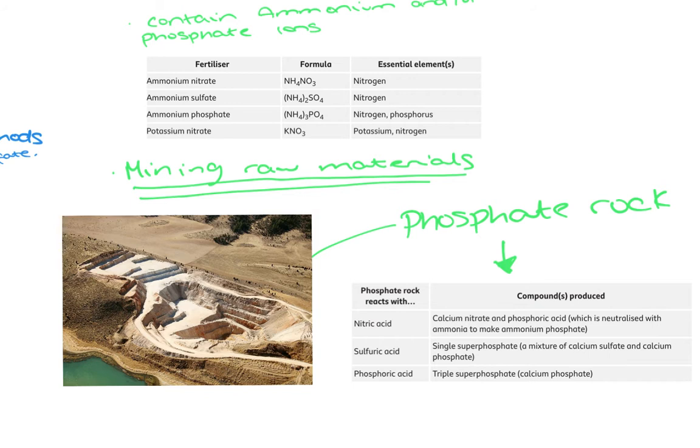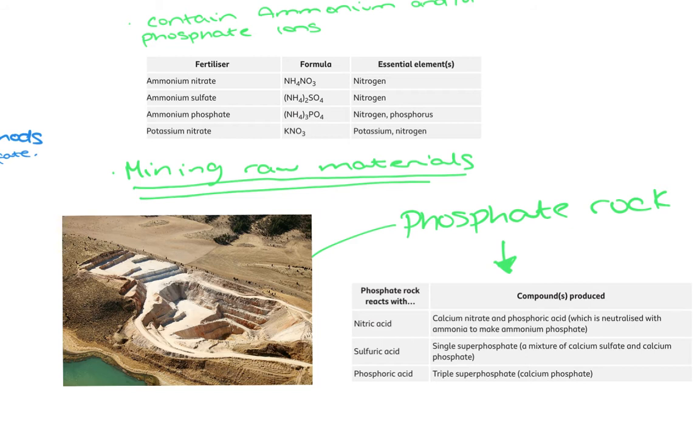So it's important that we understand how to manipulate that phosphate rock to obtain compounds that we can use and that are soluble. And so underneath here, this is something the exam board does expect you to know. They want you to know the reactions of phosphate rock with certain acids. So with nitric acid, with phosphate rock, you make calcium nitrate and phosphoric acid, which is then neutralized to make ammonium phosphate, which is a really useful fertilizer because it contains both nitrogen and phosphate ions, which gives you your phosphorus, sorry. And when you react phosphate rock with sulfuric acid, you make something called a single superphosphate, which is a mixture of calcium sulfate and calcium phosphate.